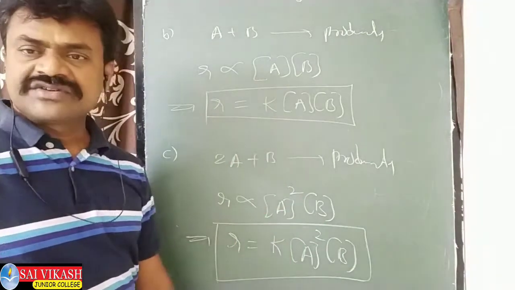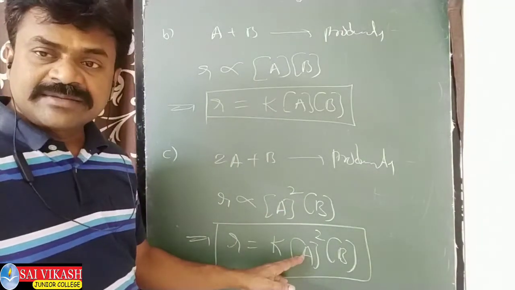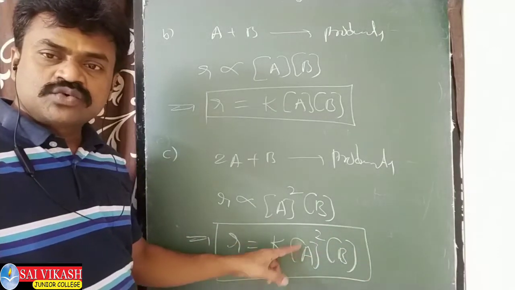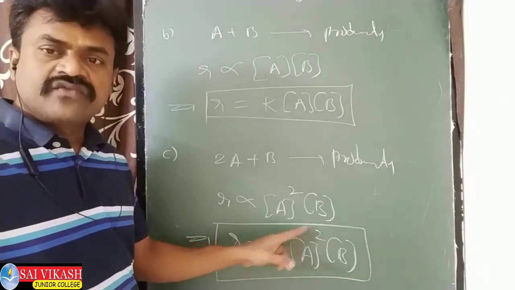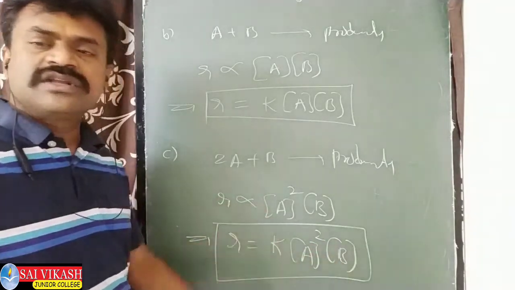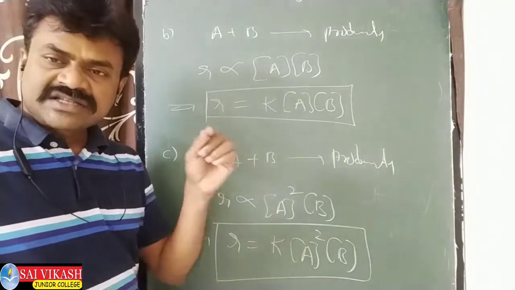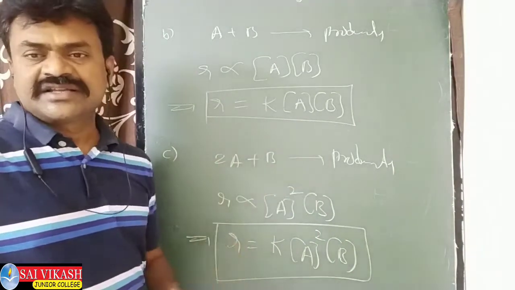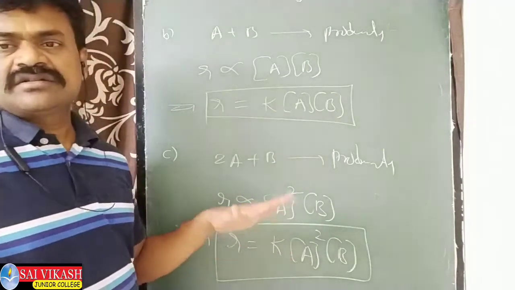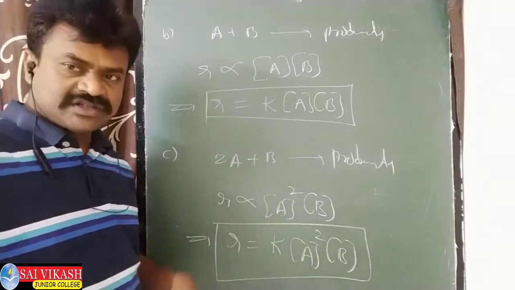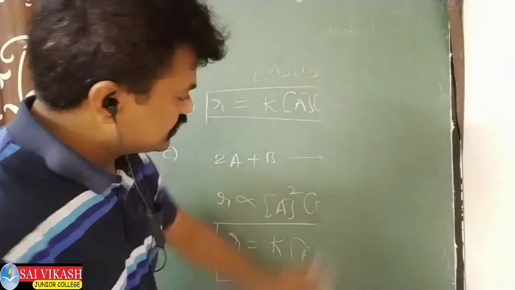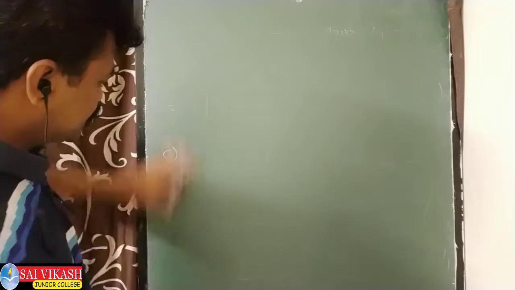Very important model questions always. If A gets doubled, B half, then A doubled means 2 square, so 4, and B half, so 4 by 2, 2 times only the rate increases. So this type of questions are there in objective and subjective also. So this rate equation based questions always come. This is the way of writing the rate equation and the rate law also.